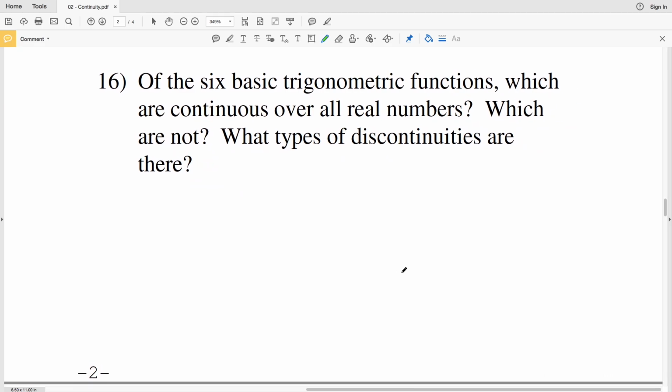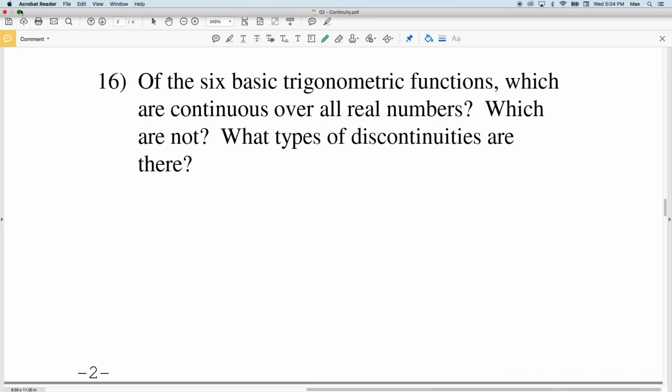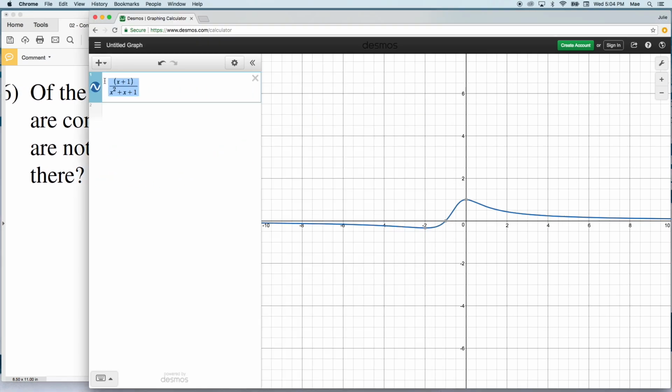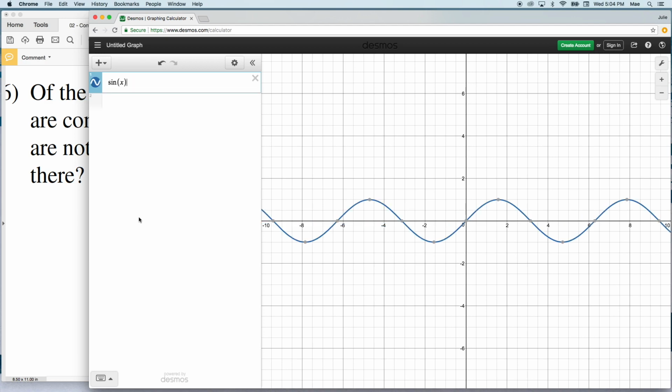Number 16 says, of the 6 basic trigonometric functions, which are continuous over all real numbers? Which are not? And what are the types of discontinuities? So for this, it'll be helpful to look at a graph. So I'm going to graph these on my graphing calculator. So let's start off with sine. The sine of x is continuous over all real numbers. It is just oscillating. The cosine of x is also continuous over all real numbers.